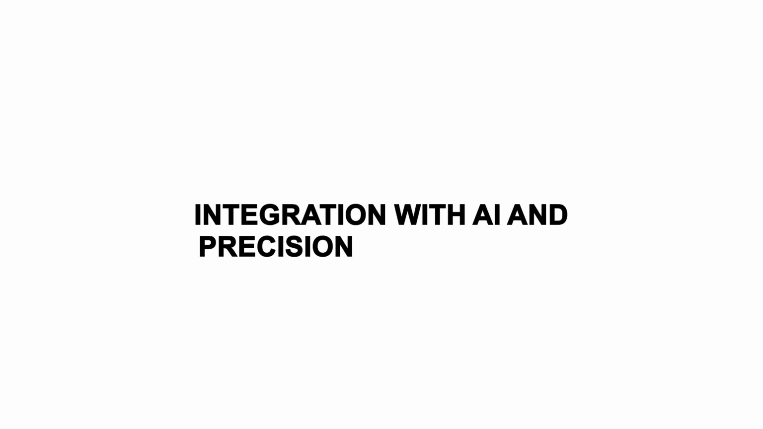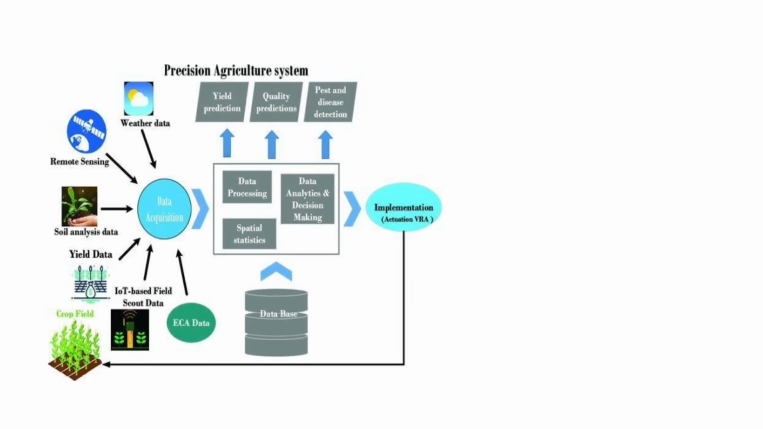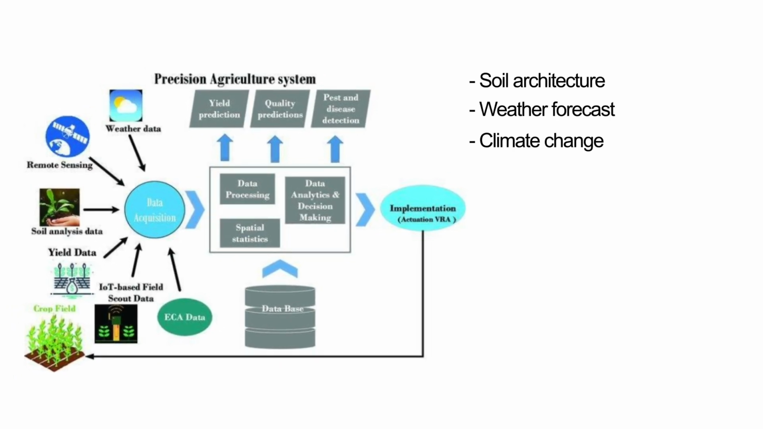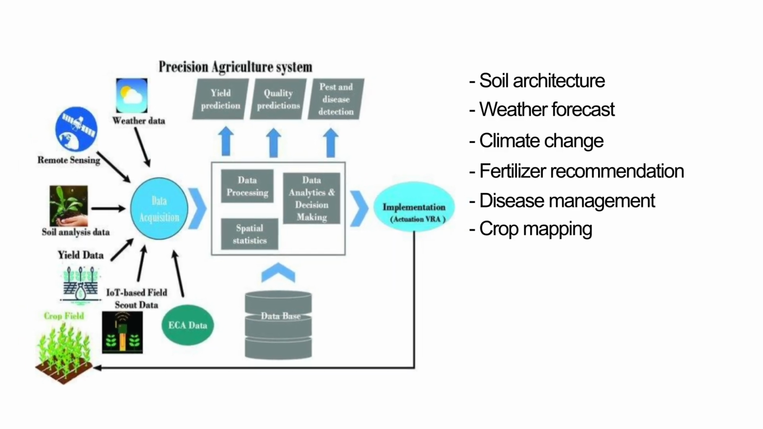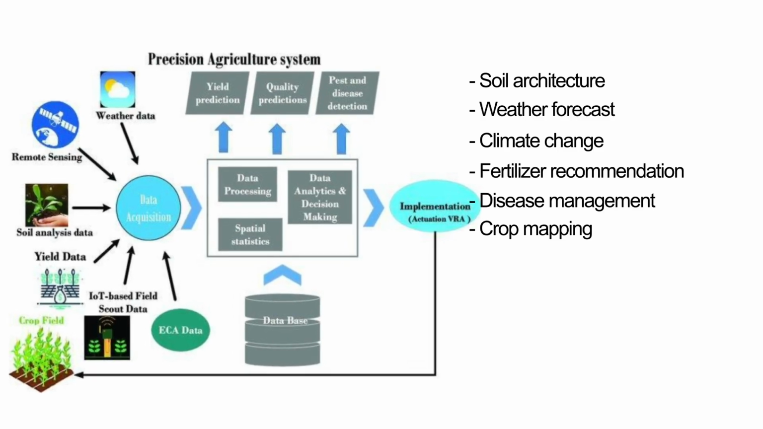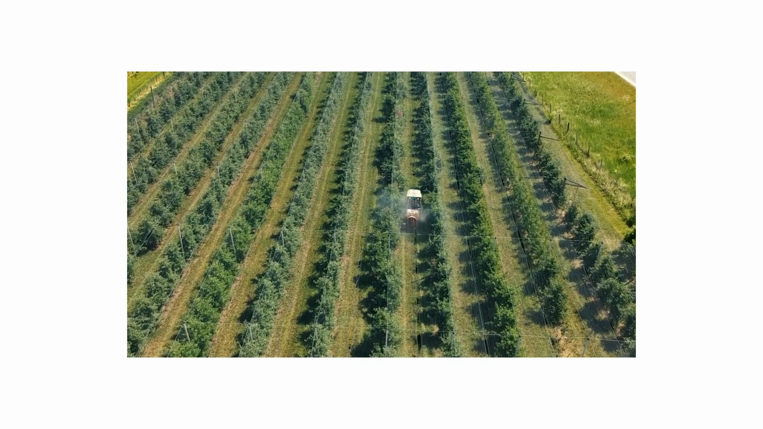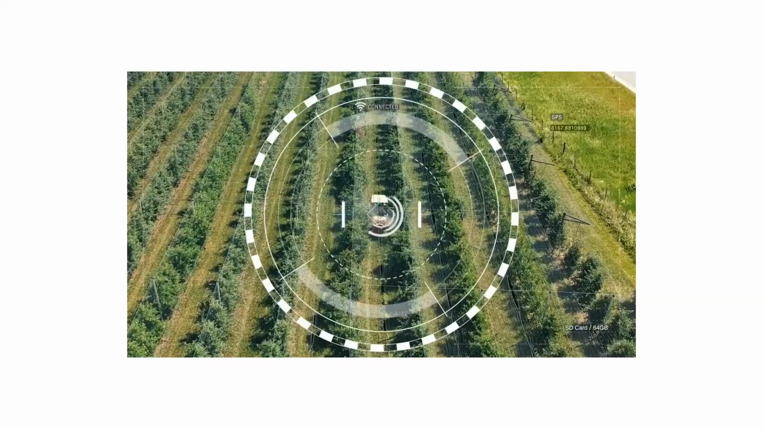Integration with AI and precision agriculture. In the current technology-based era, the concept of big data has emerged, which is the bulk collection of various data including soil architecture, weather forecast, climate change, fertilizer recommendation, disease management, and crop mapping. These data are extracted by means of several resources like Internet of Things, IoT, system software and web portals for useful information. This information is also generated by big data that is implemented by robots and some forms of artificial intelligence, AI.